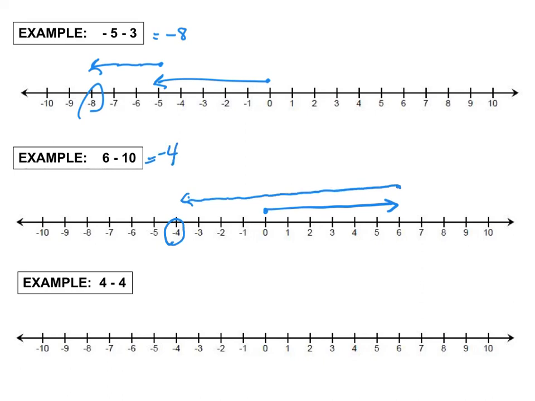And let's look at the last example. In this one, I start at 4 and I subtract 4. And you can figure that out ahead of time. You know 4 minus 4 is equal to 0. But let's just model it on the number line. So I'm going to start at 0. I'm going to go out to 4. And now I'm going to subtract a positive, which means I'm going to move to the left. And I'm going to go back 4 spaces: 1, 2, 3, 4. So I end up at 0. So we know 4 minus 4 is equal to 0.